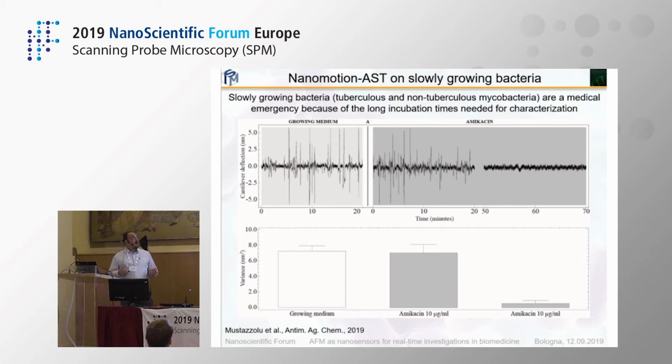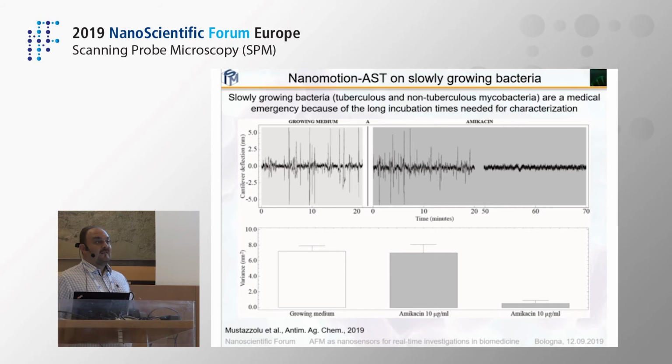In less than 2 hours, we were able to reconstruct each of these graphs. And just as a reference, the very same results with conventional techniques require weeks or even months because of the very slow replication rate of these bacteria.